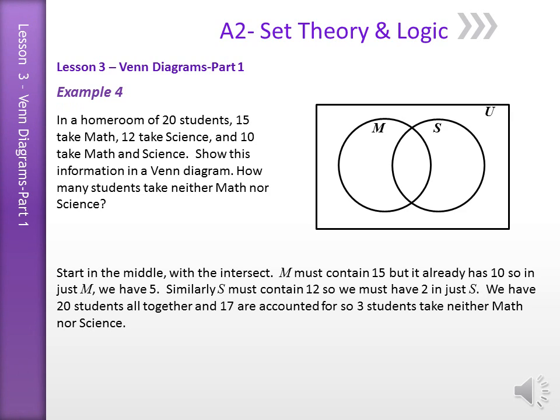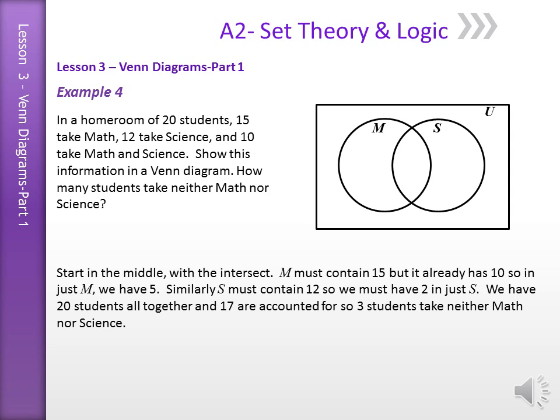We're going to turn this around a little bit. Now I'm going to just give you the blank Venn diagram, and then from the question we are going to fill in the missing numbers. So let's look at example 4. In a homeroom of 20 students, 15 take math, 12 take science, and 10 take math and science. We're going to show this information in the Venn diagram, and then answer the question, how many students take neither math nor science?